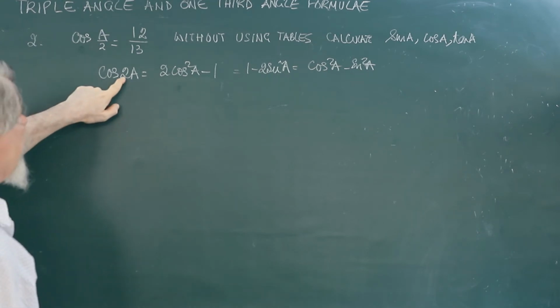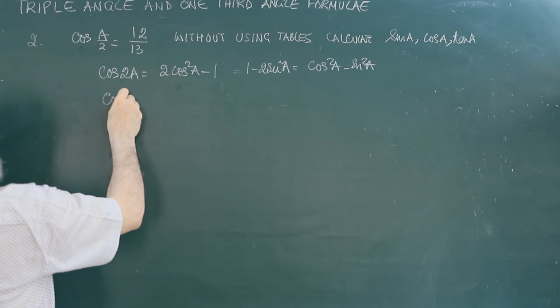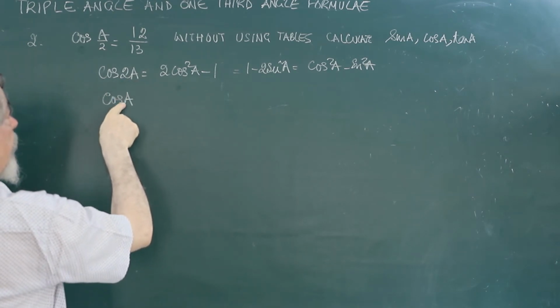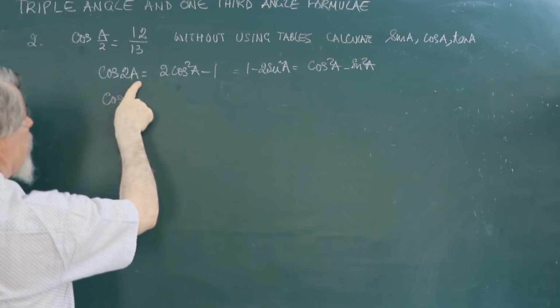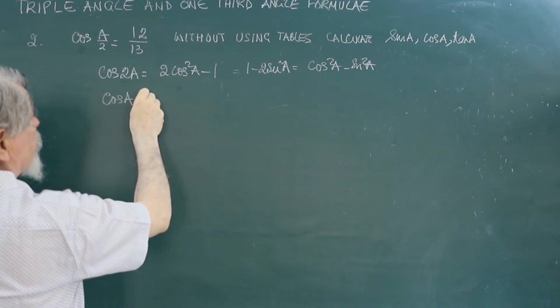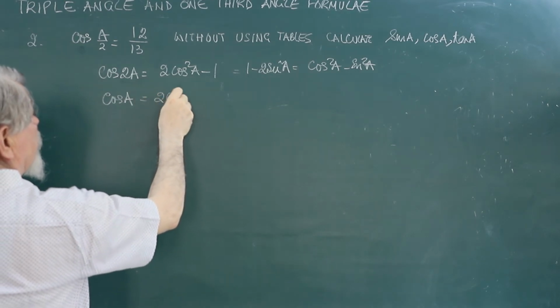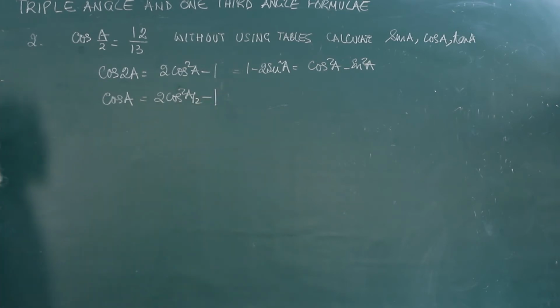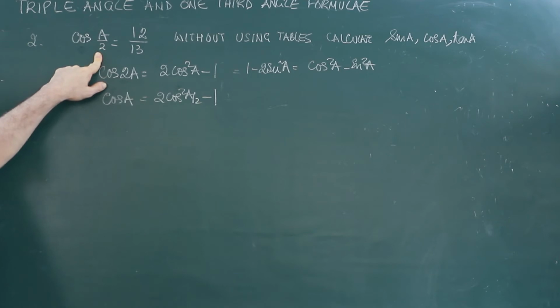Now, in place of cos 2A, I write cos A. That means the angle becomes half here, because 2A, then A was here. So it will become 2 cos square A by 2 minus 1. I know the value of cos A upon 2.